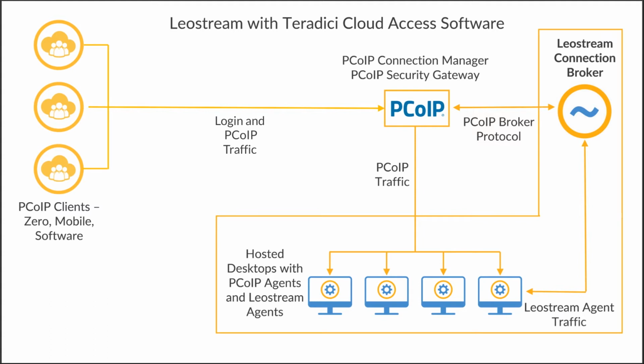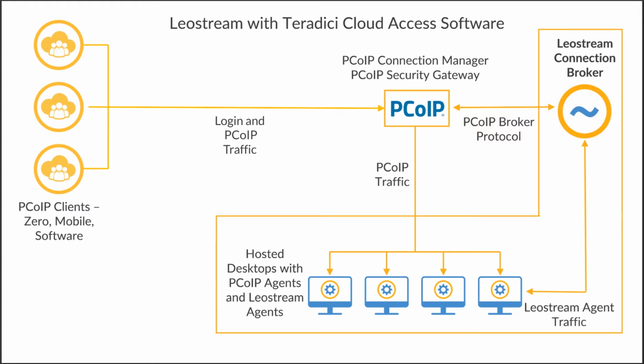So that's the PC over IP traffic that you see here. The remote desktops themselves have the PC over IP Cloud Access Software agent and then our Leostream agent on them, so that the agent can provide information to the broker. And obviously the PC over IP agent handles the PC over IP traffic. The Leostream broker itself is not a part of the PC over IP traffic. So that means all the features, all the functionality, all the performance that you get native from PC over IP, you get when you use it in a Leostream environment.